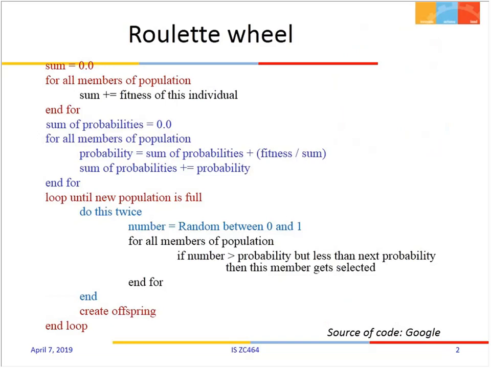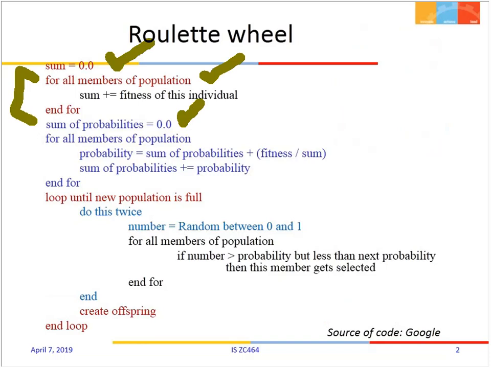So here is the algorithm for selecting the parents. What we do here is that we initialize the sum as 0, and then for all members of population, that means we must have created some random chromosomes of certain length. The length remains fixed among the population, and for all the members, we are trying to find out the total sum of the fitness of the individual, right? So this for loop runs for the total sum of the fitness, as we did in the previous example. And then we find the sum of probabilities.